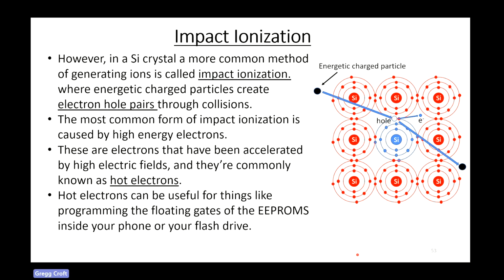So the most common form of impact ionization is caused by high energy electrons. And these electrons have been accelerated by high electric fields, and they're commonly known as hot electrons. You may have heard that term before. Hot electrons can be useful for lots of things, like programming the floating gates of EEPROMs inside your phone or your flash drive. That's how you store all those pictures on your phone in something that looks like an EEPROM. And they get there through hot electrons.